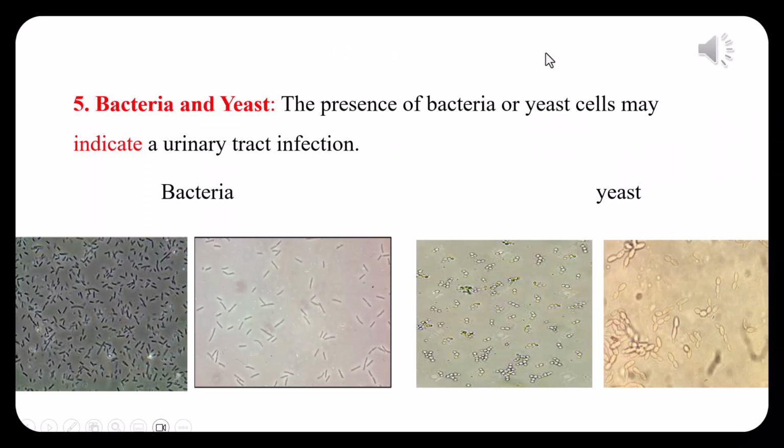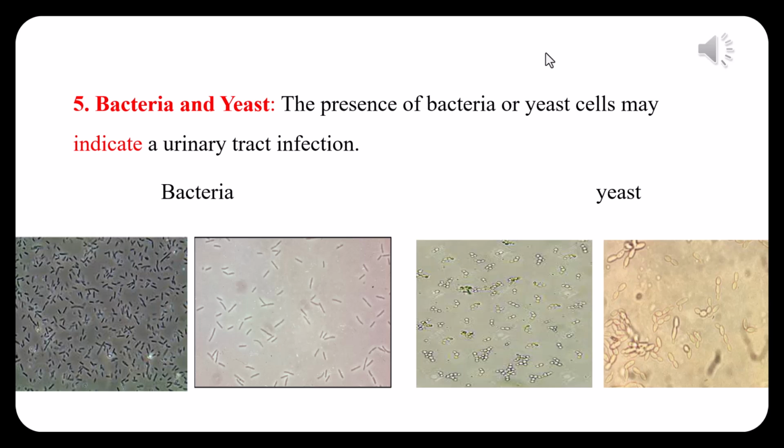The last element that we are talking about today is bacteria and yeast. The presence of bacteria is very common and is found in the urine, especially if the sample is collected in the incorrect way. Maybe this bacteria is due to contamination, or maybe we find it due to infection. So we have the presence of bacteria or yeast. Yeast here means fungus, and may be an indicator that we have a urinary tract infection.